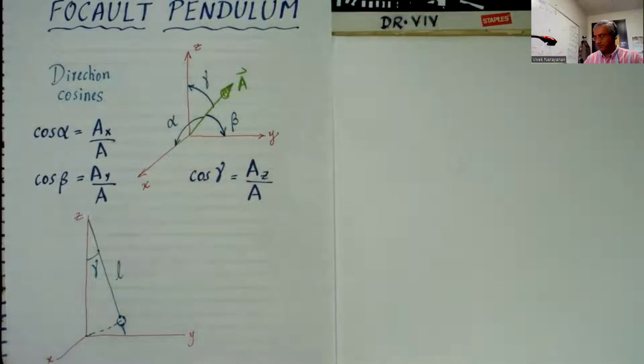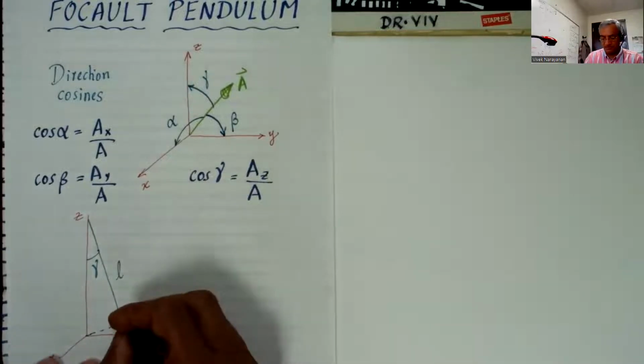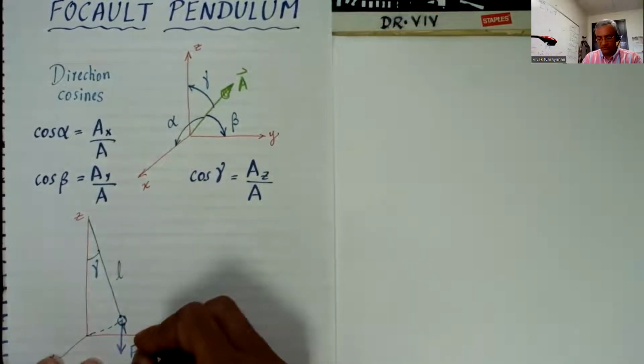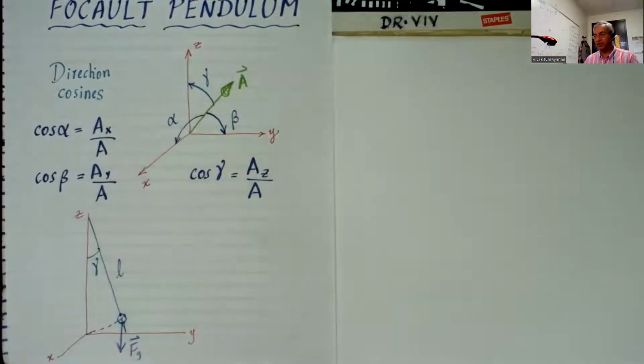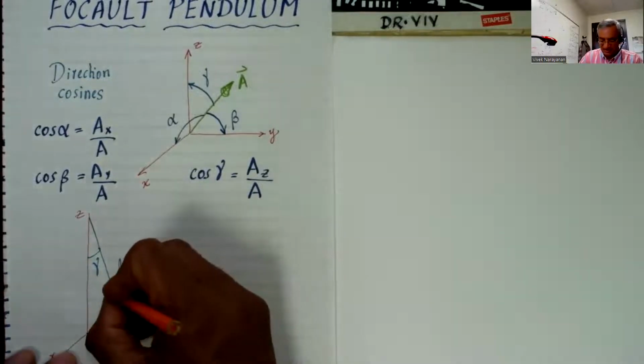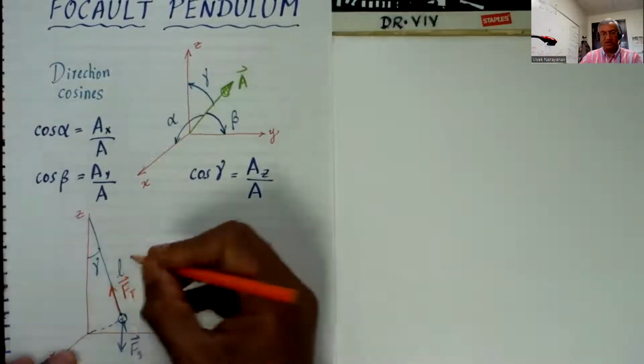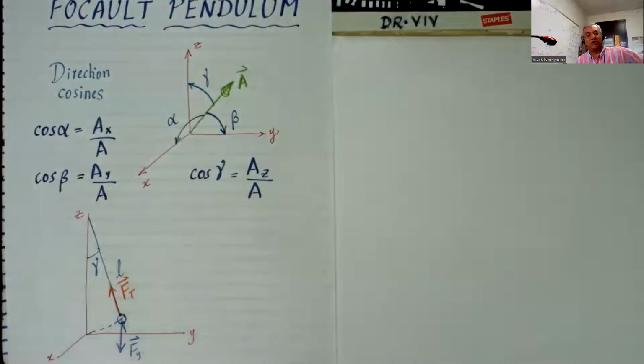The force of gravity is going to be straight down, and that is the only external force in this problem. Well, not quite. There's also tension. The force of tension is another force. Without the force of tension, the force of gravity alone will cause the bob to simply fall down. So the tension and gravity together make this oscillate nicely.